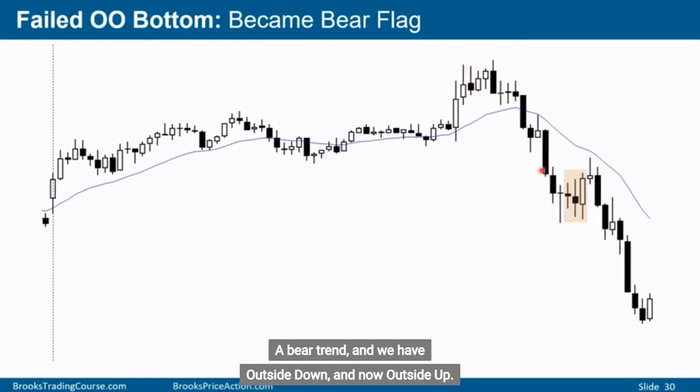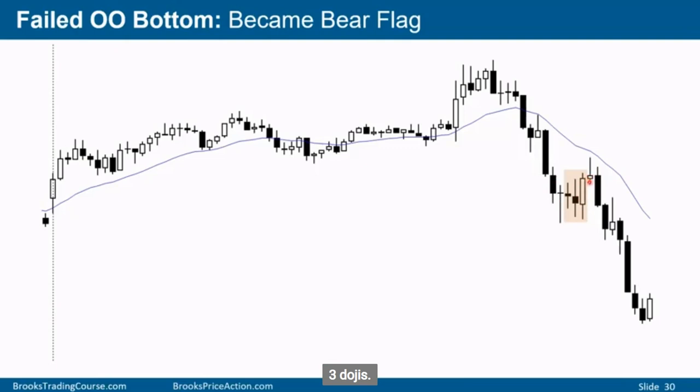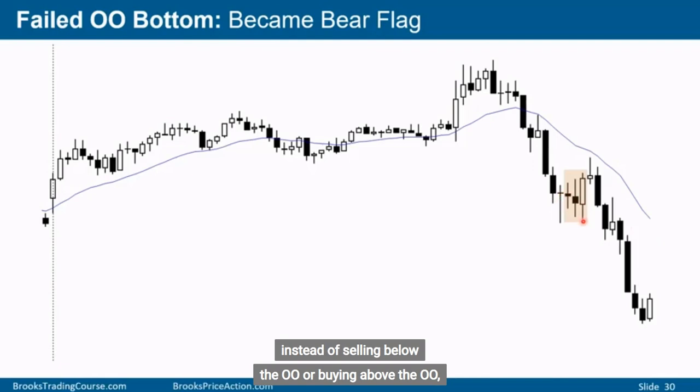A bear trend, and we have outside down, and now outside up. 3 dojis, not good for stop entry traders. A pretty good bull bar, so it's a possible reversal, but with the 3 dojis, I think it lowers the probability. Whenever the probability is not as high as I want, instead of selling below the 00 or buying above the 00, I want to wait to see what the breakout bar looks like.